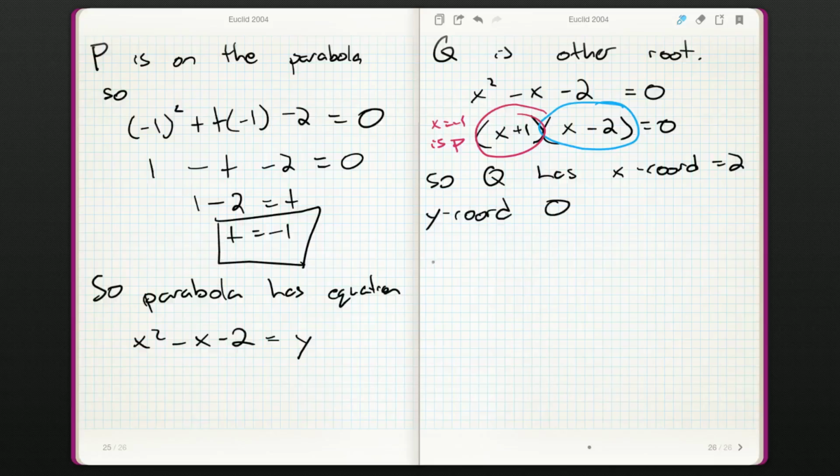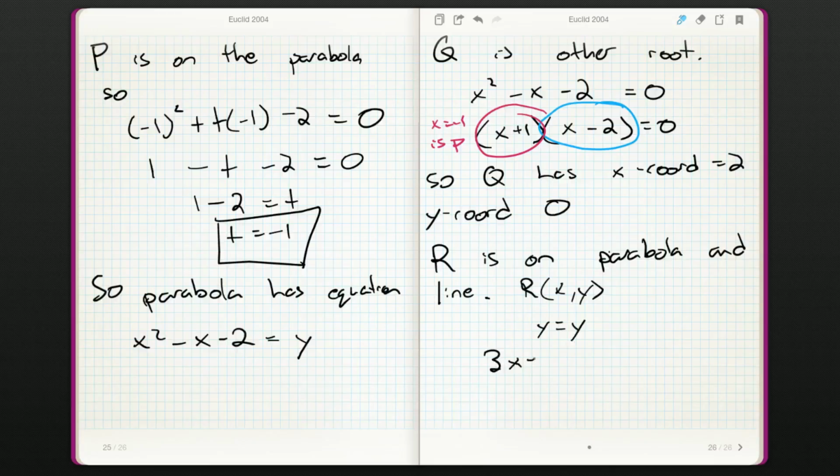I want to work out R now. R is on the parabola and the line. So we'll let R have coordinates x, y. The y coordinate obviously is equal to itself, but we can express that y coordinate from the line and from the parabola. And then what are we to do? Let's bring it all over onto one side. We'll get 0 equals, and we'll be able to solve for that.